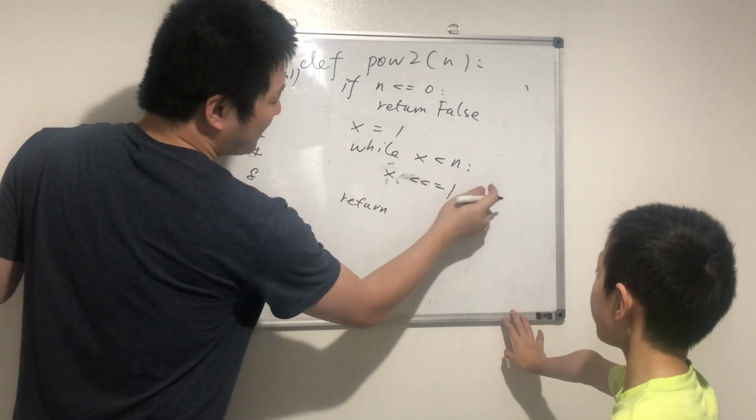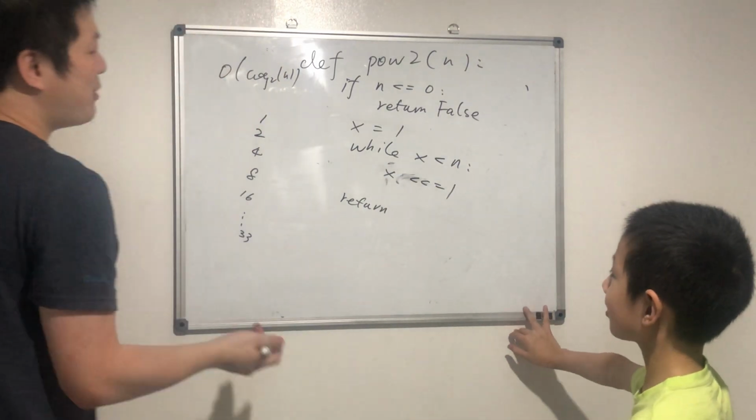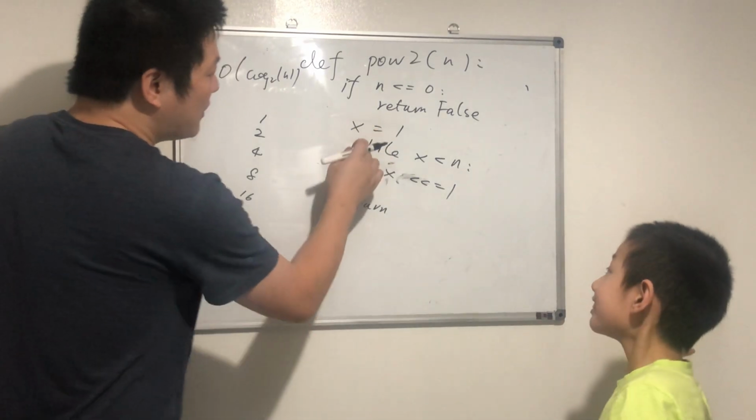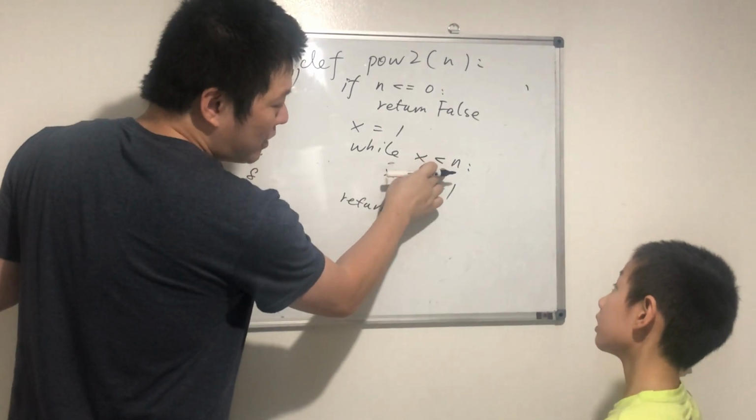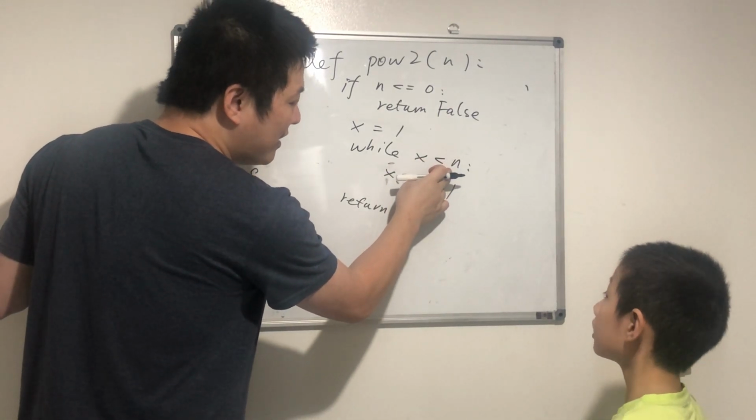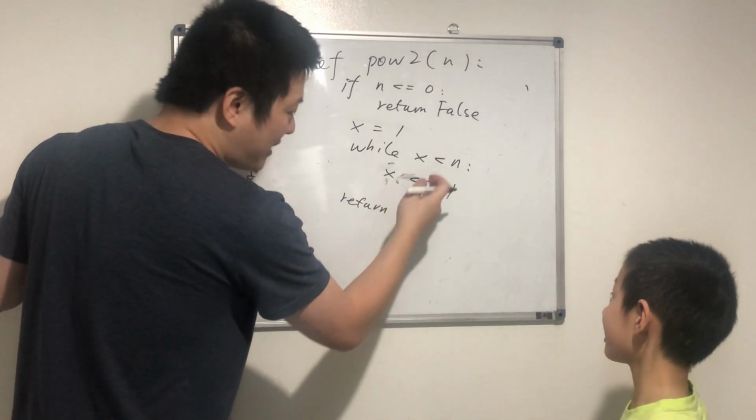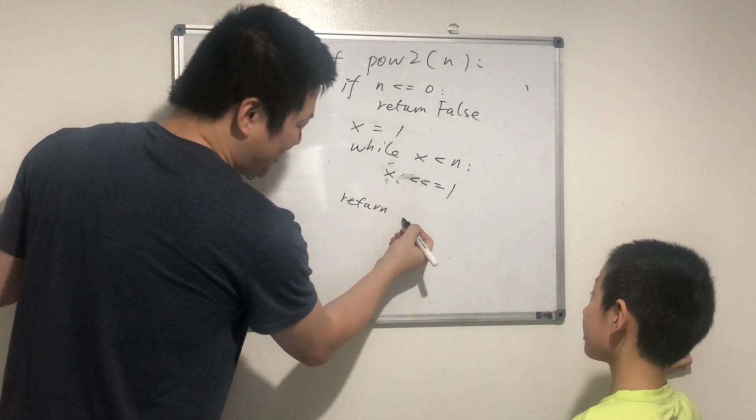Yesterday it was x times... false? Not false, come on, you're not remembering it. I give a number, I times it by 2 until it's bigger than or equal to n. When it's equal, it's true. When it's bigger, it's false. Okay, so what should I write here?